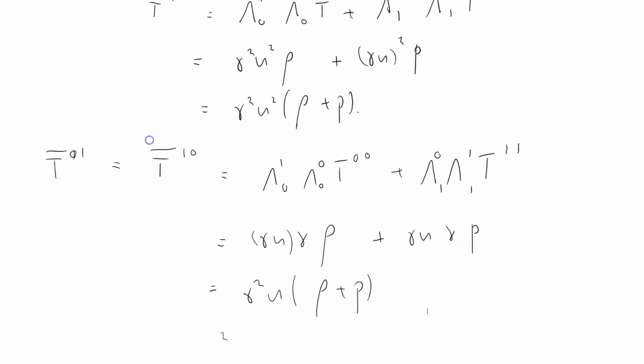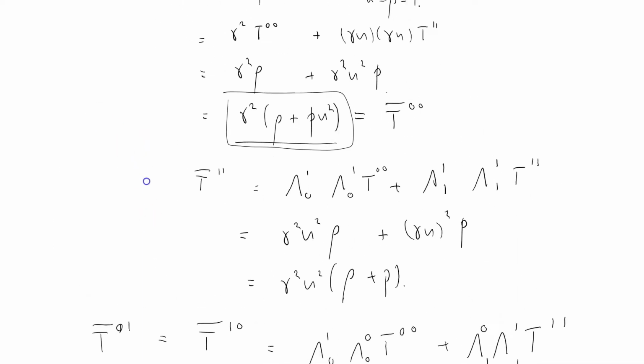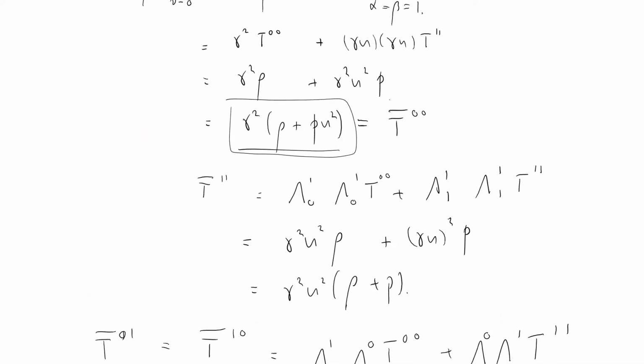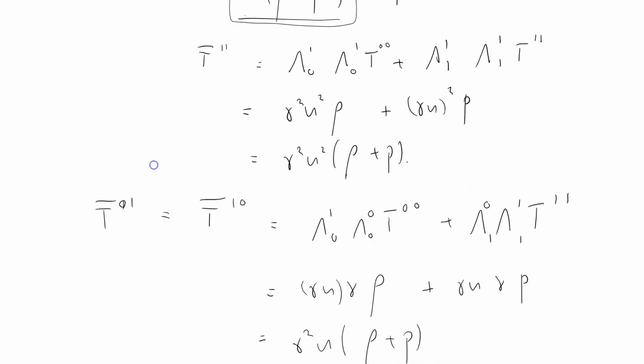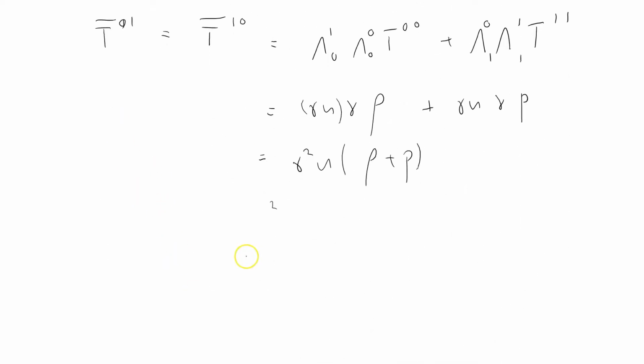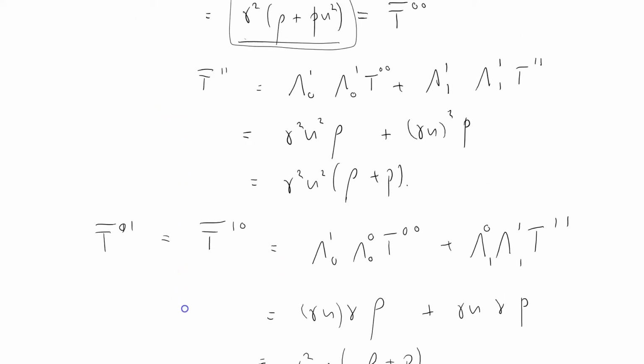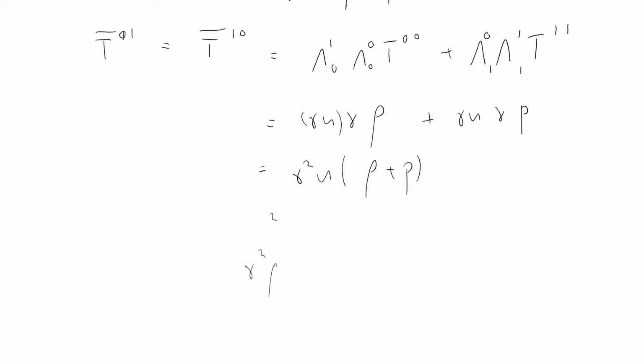I've got this nice set of equations here for representing the stress-energy tensor of a perfect fluid in a coordinate system in which it's not necessarily at rest. And I've got this nice expression for T bar 0,0 here: gamma squared (rho plus p u squared).